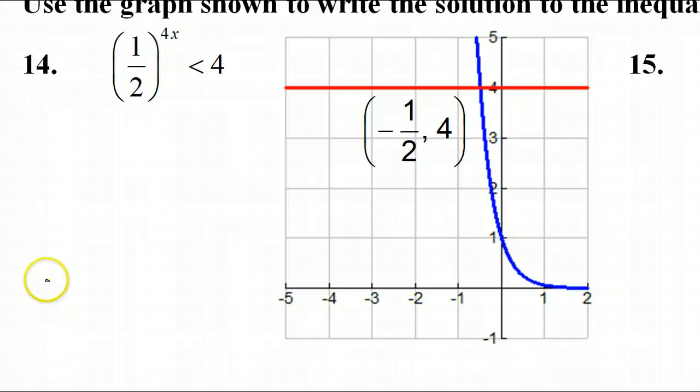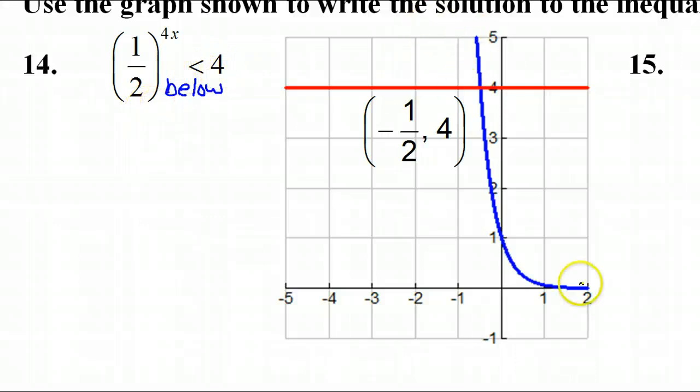Inequalities, and we're given the graph. This is going to be a piece of cake. Easy. That means it's going to be easy. This says the function is less than 4. Less than. Is this above or below? Less than means below in this context. So I want to know which x values have the function below 4.